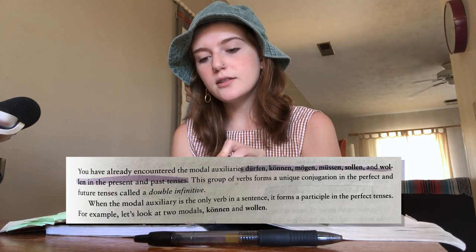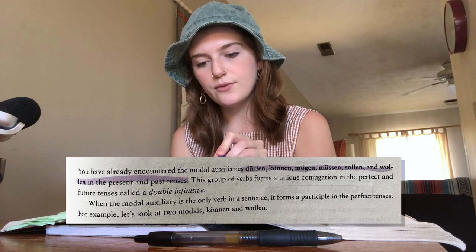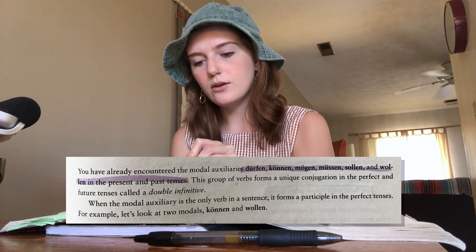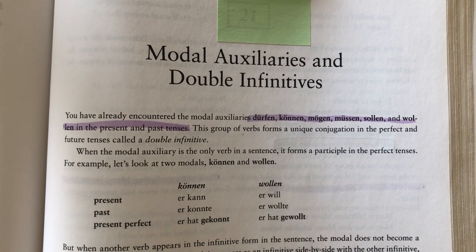Okay, when the modal auxiliary is the only verb in a sentence, it forms a participle in the perfect tenses. For example, let's look at two modals, können und wollen. Er hat gekonnt, er hat gewollt. I've never seen that verb phrase structure in my German-speaking life. Not a thing, I feel like. Because if you're German, have you ever said that in your life? Er hat gekonnt oder er hat gewollt?